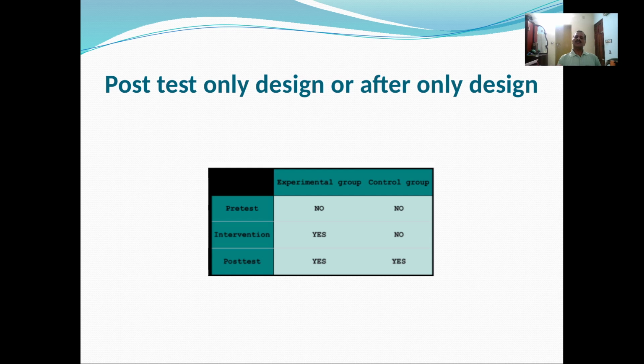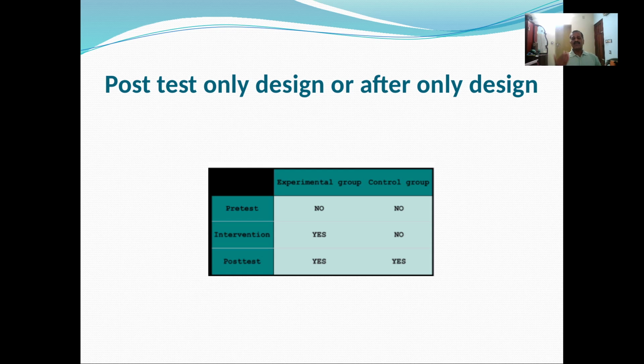All the 3 elements of the true experimental design are there. We have an experimental group and we have a control group, and intervention is there, and we are doing the post-test also. With 100% confidence, we are able to say that the change has occurred in the experimental group only because of the intervention, because no changes occurred in the control group because there is no intervention. These are the 2 important primary designs.